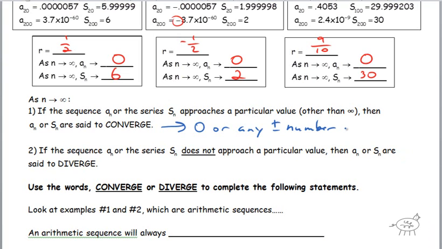Okay, but it's one number. Okay, it's got to be a particular value. So any of those, it says basically we converge. That's a really important word. So if you're approaching a value, you're converging to that value.